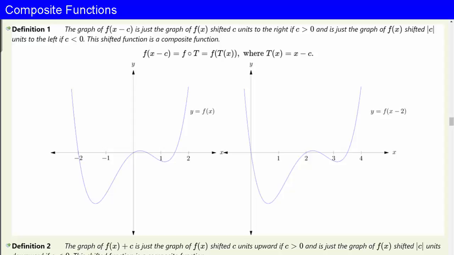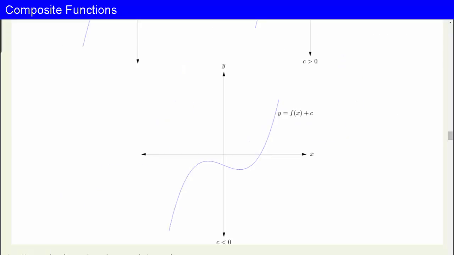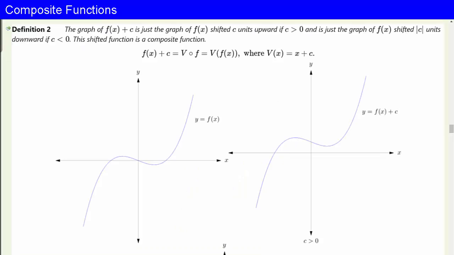We can also shift f vertically. The graph of f of x plus the constant c is just the graph of f of x shifted c units upward if c is positive, downward if c is less than 0. This is also a composite function. F of x plus c can be thought of as v composed with f, or v of f of x, where v of x is just x plus c.